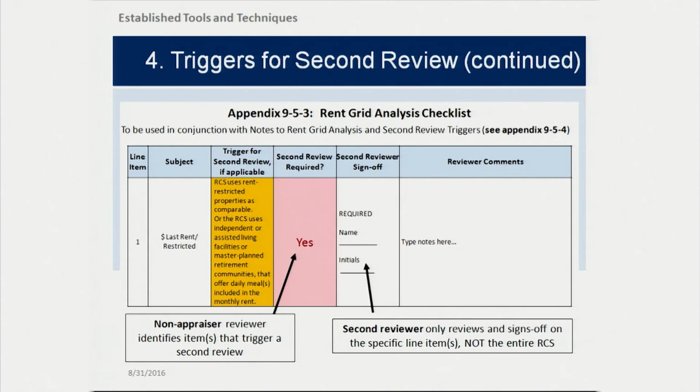The rent grid analysis tool in the reviewer's Excel-based checklist facilitates the analysis for second review triggers. This slide provides a snapshot of this tool. It illustrates that the second review trigger auto-populates when and if applicable. If triggered, the second reviewer is required to sign off on the specific line item that triggered the review, as opposed to the entire RCS. If the two cannot reach a consensus on that line item, they are required to consult with a state-certified appraiser whose decision would then prevail.